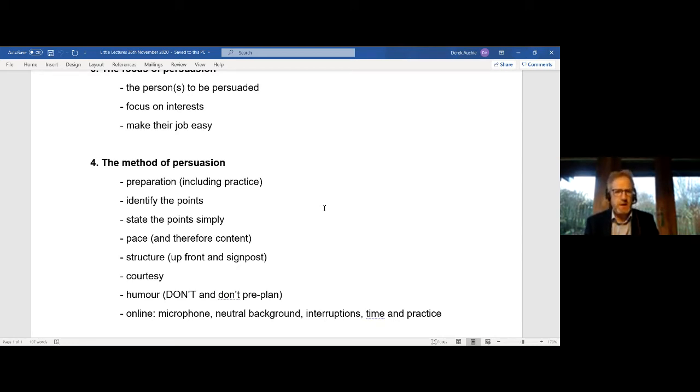Pace is the next point, and therefore content. And I'm just looking at pace myself and thinking I'm running out of time. Here's the problem. If you try and include too much, as I've done here, then you end up having to speed up. What you need to do is think about how much you really need to include. Don't sacrifice content for pace. If you have to take something out so that you can fit in what you're saying in the time limit that you've got, then do it.